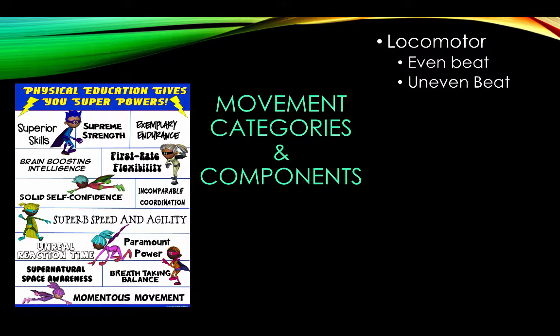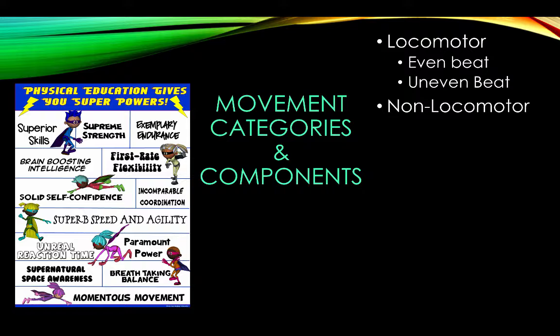If it is, that skill is actually going to be a little bit easier to learn and to perform than a skill that has an uneven beat, such as, so for that, they're hitting on the beat and the off beat, which then makes the skill more complicated. So, first movement category, locomotor, the 2 components, an even beat or an uneven beat of the skill.